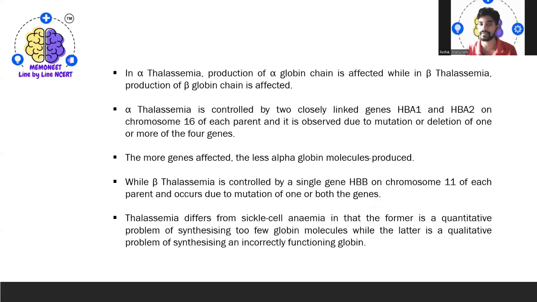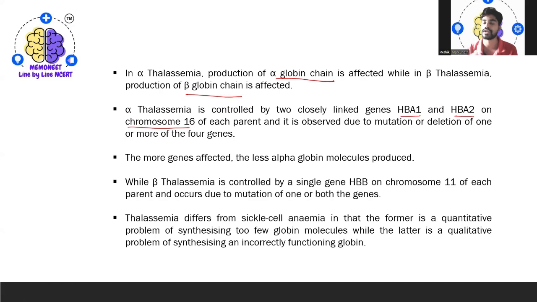So in alpha thalassemia, production of the alpha globin chain is affected, whereas in beta thalassemia, production of the beta globin chain is obviously affected. It's very common sense. Alpha thalassemia is actually controlled by two closely linked genes, HBA1 and HBA2, which are located on the 16th chromosome of each parent.